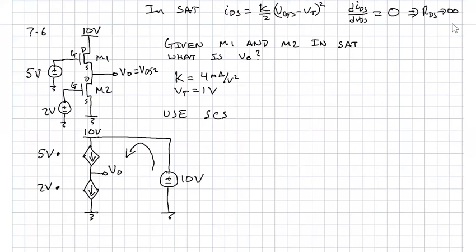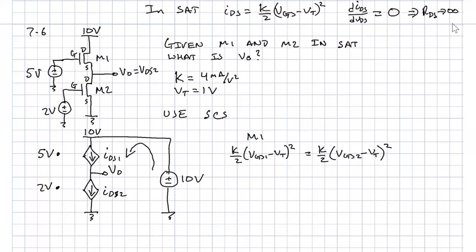So if we make that observation, this was M1, so IDS1 and IDS2 have to be equal to each other because again, there's only one current flowing. So for M1, we would say that we'd have K over 2 (VGS1 minus VT) squared. And that's going to have to be equal to K over 2 (VGS2 minus VT) squared.